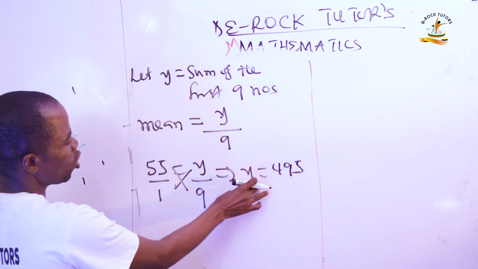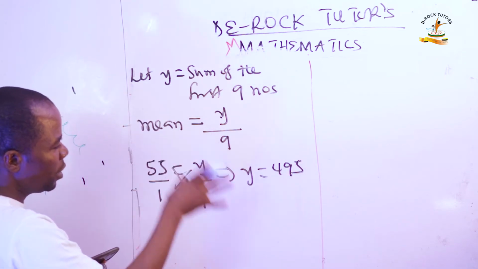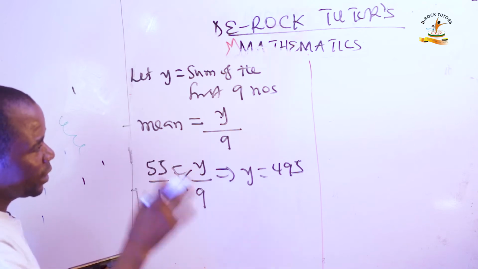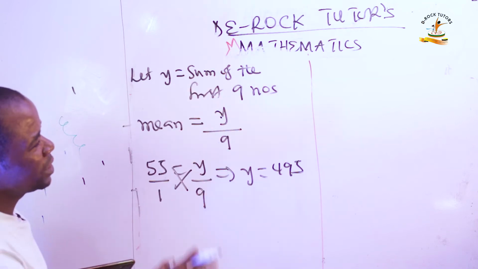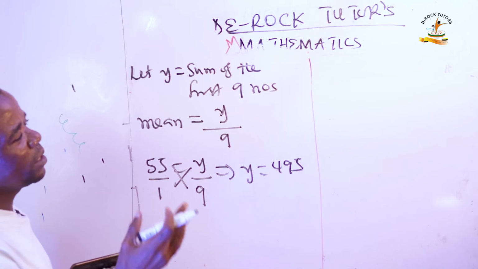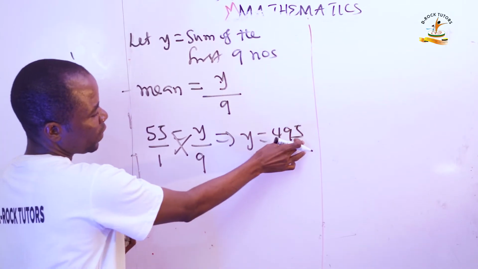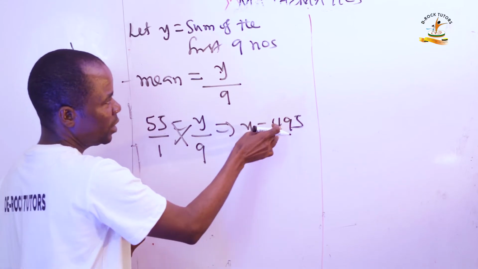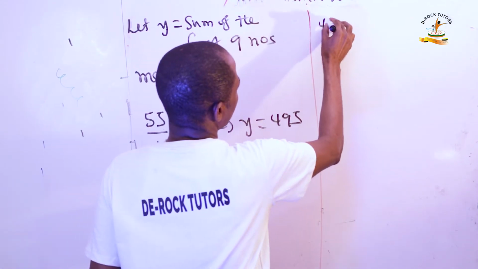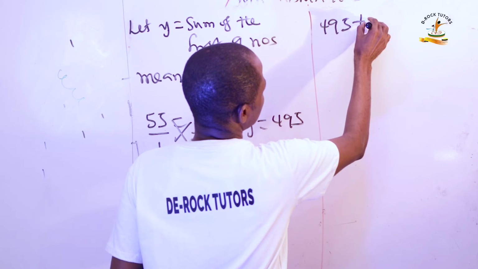So the sum of the first 9 numbers is 495. Now let's go back to the question. It says the mean of a set of 10 numbers is 56. Out of these 10 numbers, we've calculated the sum of the first 9 numbers. That's going to be 495 plus the 10th number.